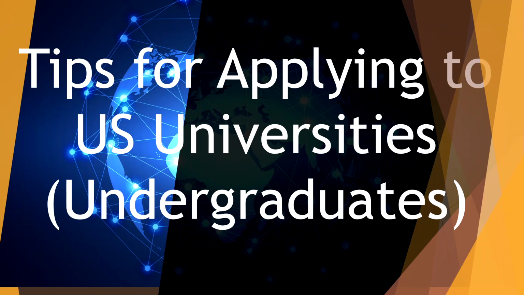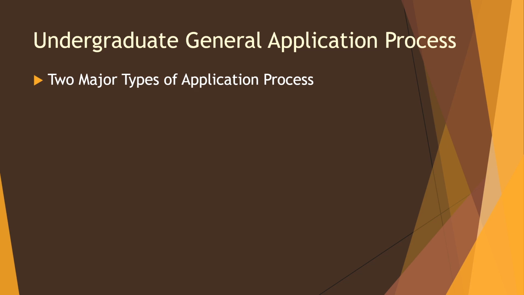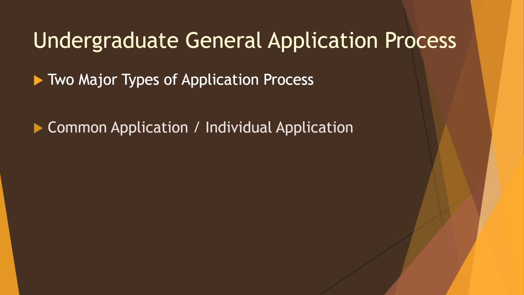And today we'll be looking at tips for applying to U.S. universities, and we'll be specifically focusing on undergraduates for this video. So for the undergraduate general application process, there are two types of application processes. First is the common application, which is your general application portal. And the second is your individual application, which is just applying to colleges individually.